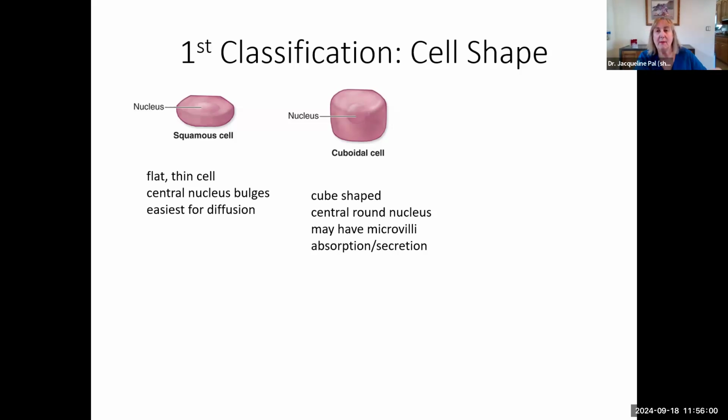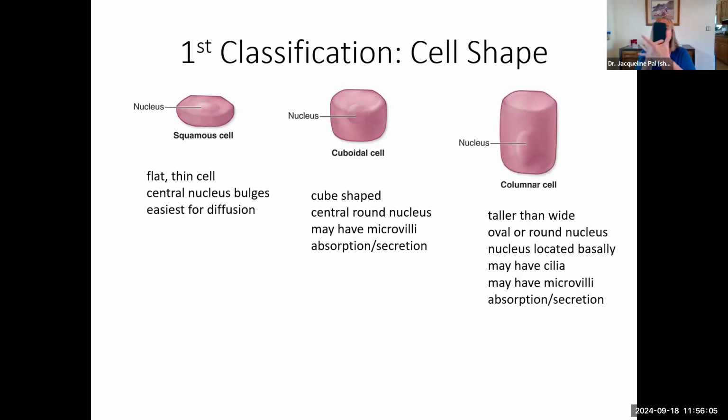The third option for a cell is one that is taller than it is wide. It's shaped like a column, so it's called a columnar cell. And now the nucleus can be round, but oftentimes it is oval. And the nucleus is always in the bottom half of the cell. It's never going to be floating near the surface. It's in the bottom half of the cell, what we call the basal part of the cell.